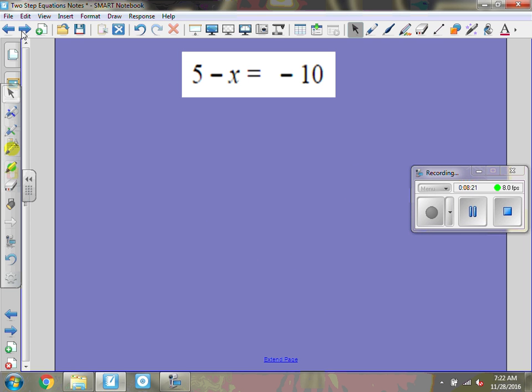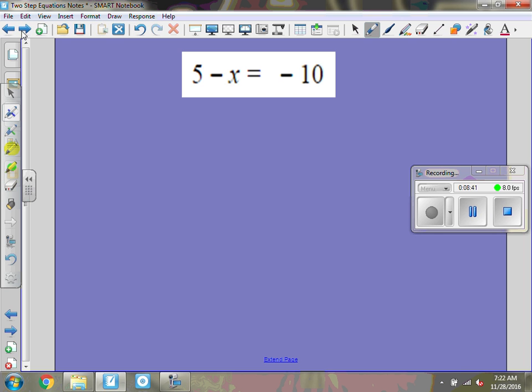Alright, now we've got another one that's a little bit tricky. This is 5 minus x equals negative 10. Now this one looks different because my x is my second term in my equation. And I don't really like that. I like when my x comes first. So the first thing I'm going to do is rewrite my problem so that my x is out front.